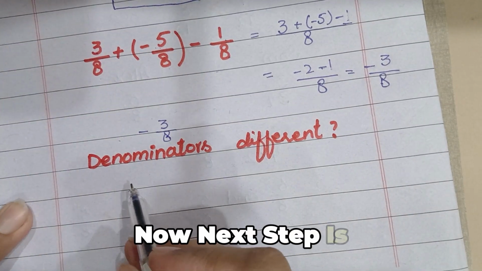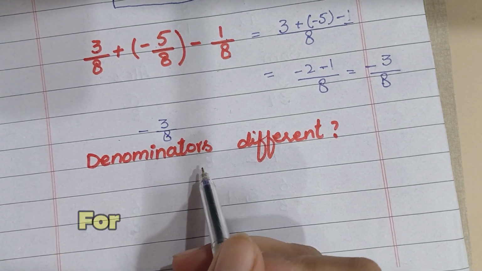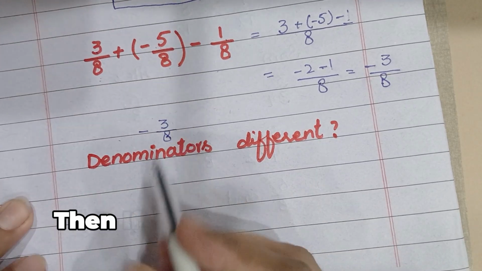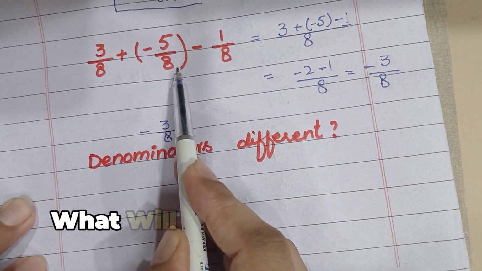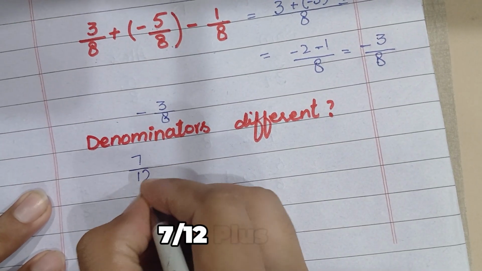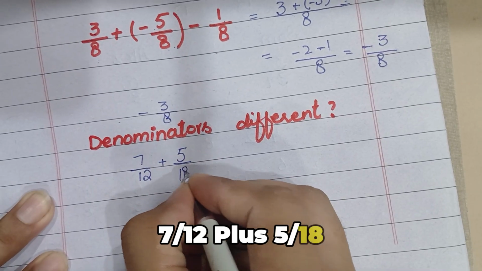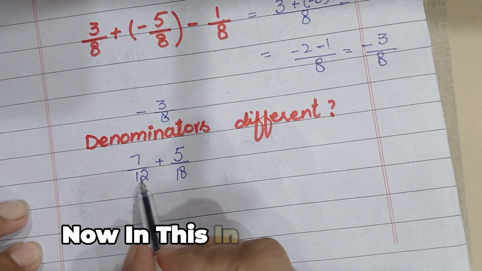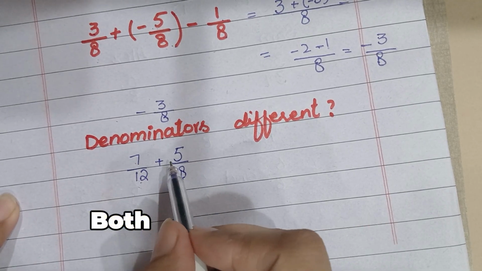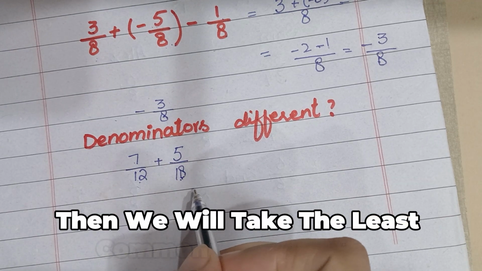Now the next step is when the denominators of the fractions are different, because we have seen that to add and subtract fractions, their denominators must be the same. So if the denominators are different, what will happen? Let's take an example: 7/12 plus 5/18. In these fractions, both denominators are different and the numerators are also different. Then we will take the least common denominator.